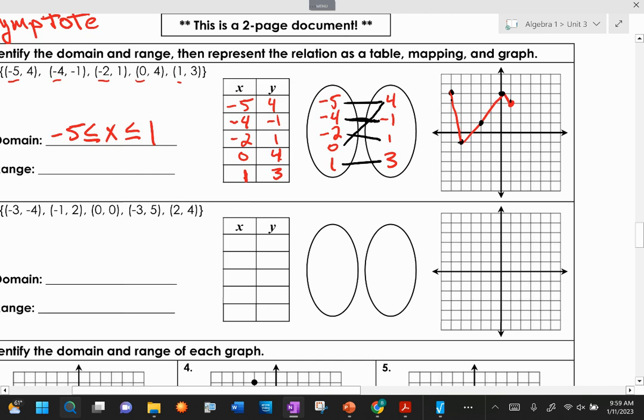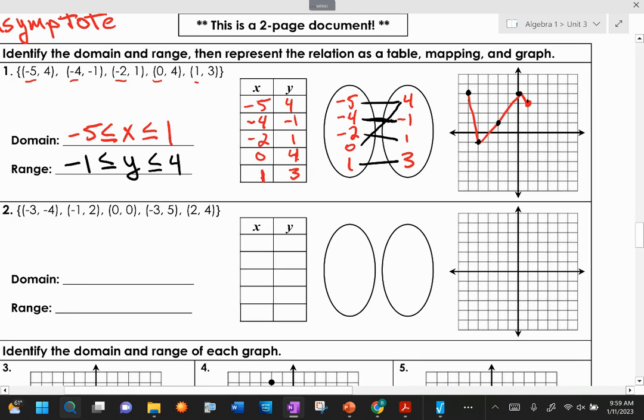What's our low value for our range? -1 is less than or equal to y, which is less than or equal to 4. Okay. And how do we get those? Your low value for y is right here. What technique should you use if you're looking at your graph? Pencil scan. Okay. Up and down or left to right. Okay. Any questions on number 1? It's a lot of stuff, but it's not too bad. Okay.